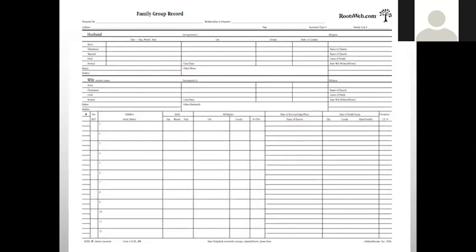Then we have a family group record. This will allow you to record the aunts, uncles, and cousins. Here again, you want to start with yourself. If you're the female, you want to record yourself as the wife, and if you have a husband, you want to record the husband. And any children that you have will be recorded in the lower portion. You want to record as much of the information as you possibly have, as far as birth dates, marriage dates, and the places that these events occurred.